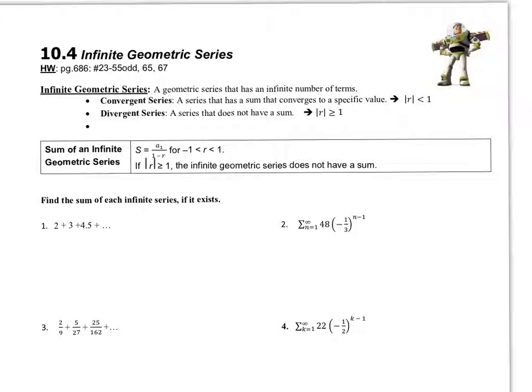So for example, let's say this right here is a candy bar. On the first day, you eat half of your candy bar. Then on the second day, you eat half of what's left. So you ate half of it, and then you ate a quarter of it.